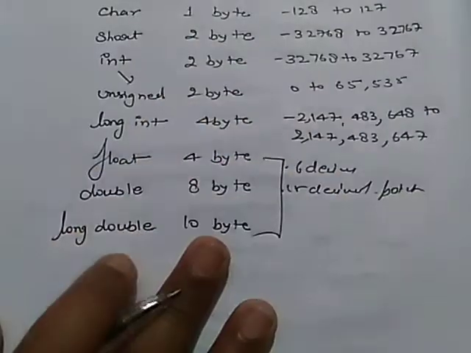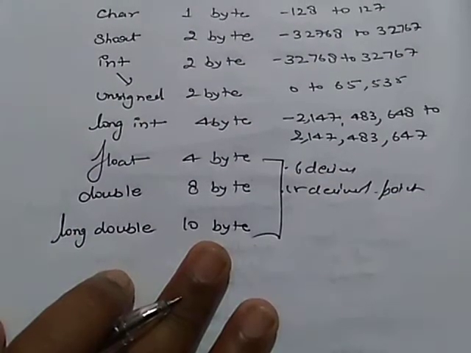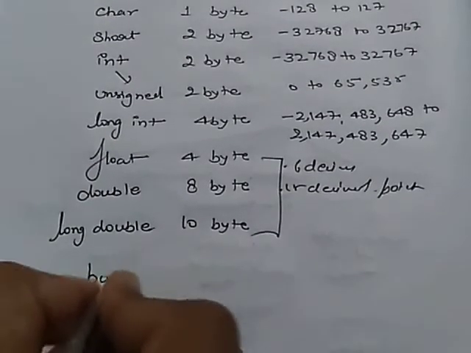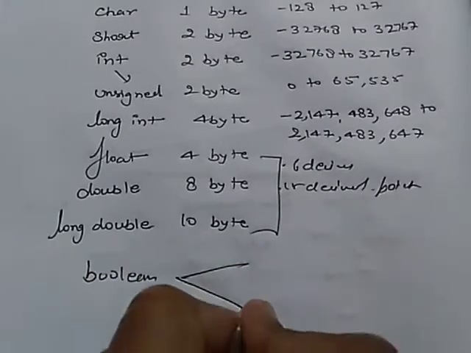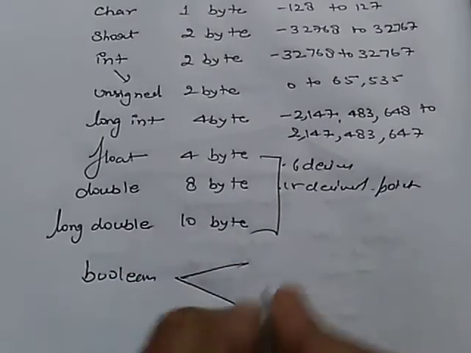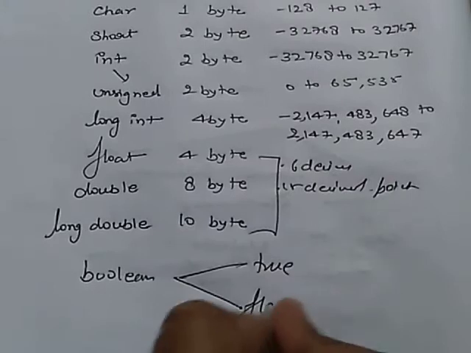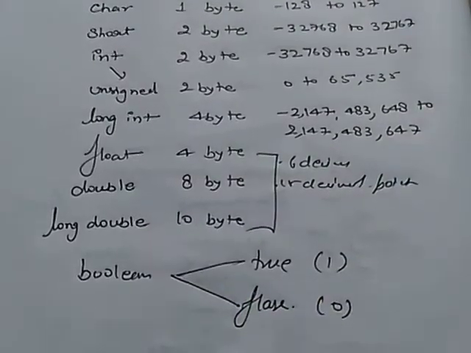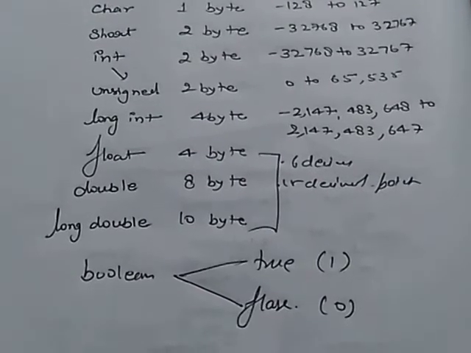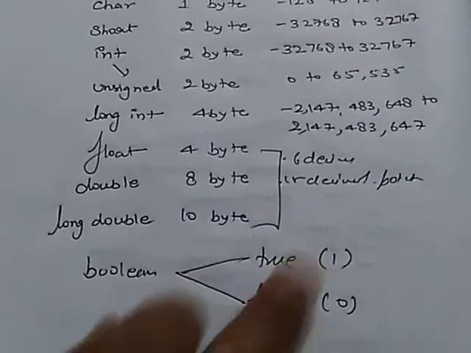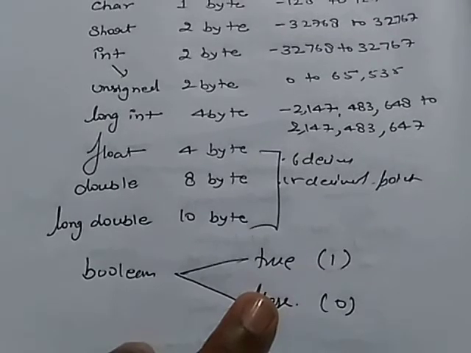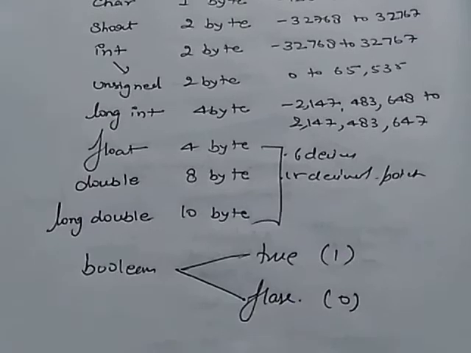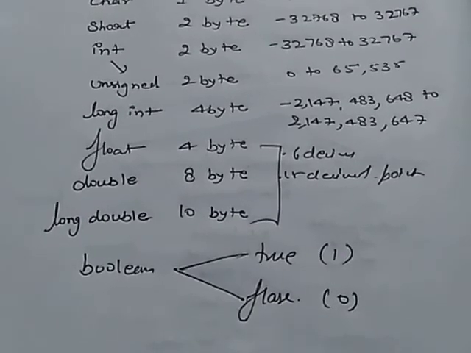So these are our basic data types: character, integer, float, double, long, and one more that is boolean. Boolean will always give you true or false. For true we can say 1 and for false we can say 0. So these are the binary system. Now you have seen basic data types here.